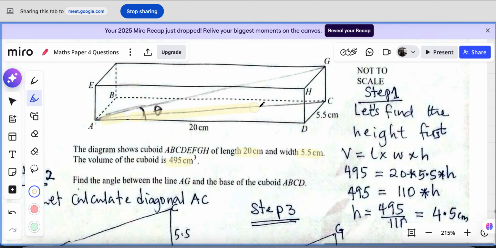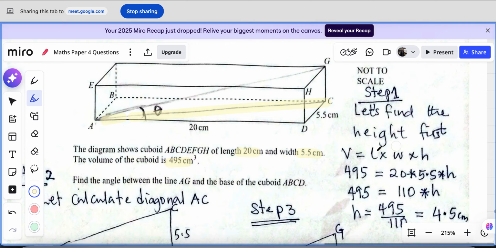We have to first of all find it, which means we can redraw this line AC as a right angle triangle. We can draw it out. But before we do all this calculation, let's find the height of the cuboid, because you're going to need it later.